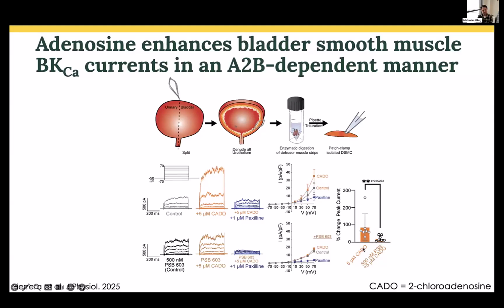And so we see that this adenosine-induced paxilline-sensitive current is blocked by blocking the A2B channel. So further evidence that adenosine seems to be activating the BK channels in these smooth muscle cells.